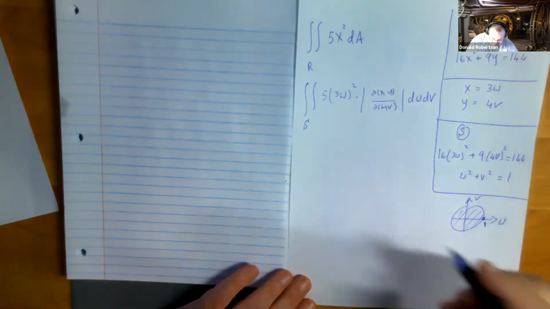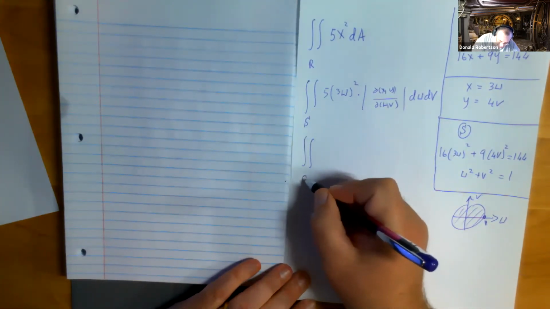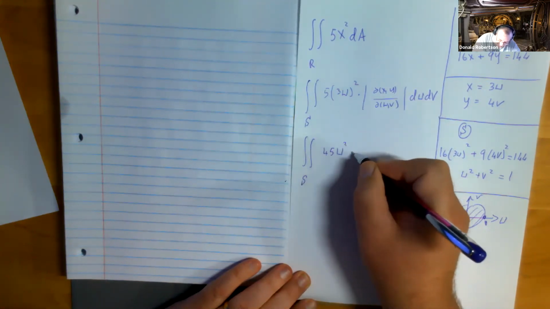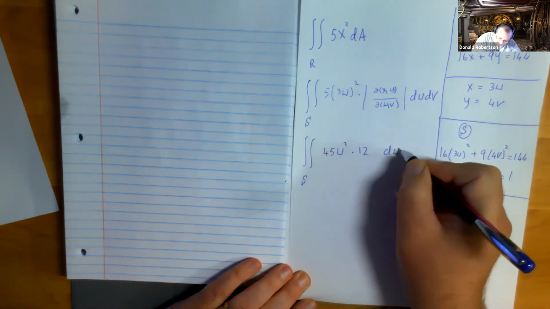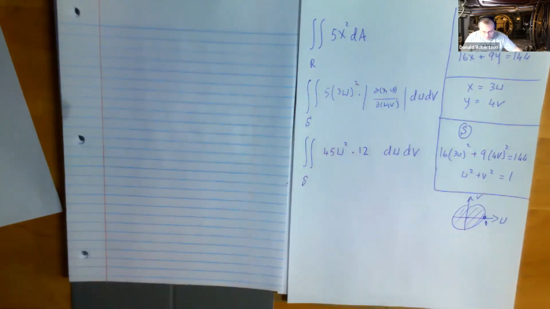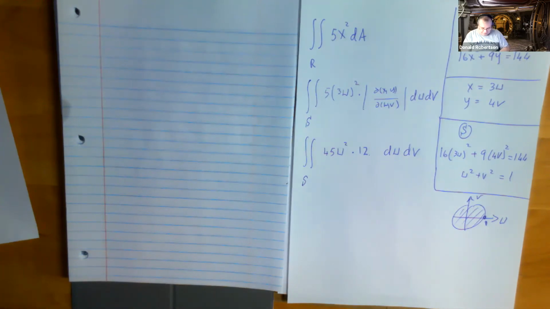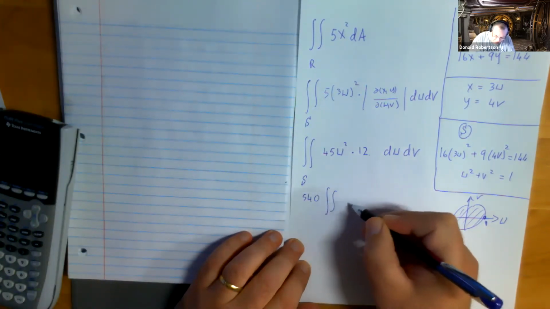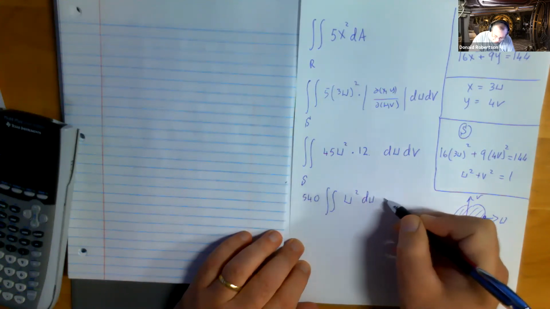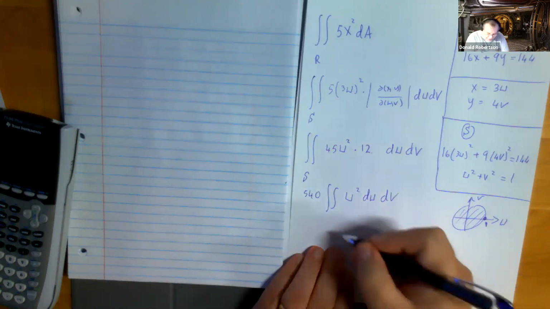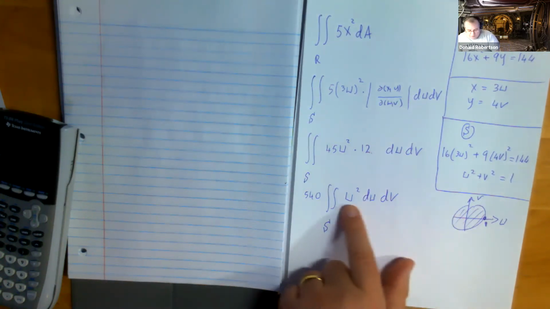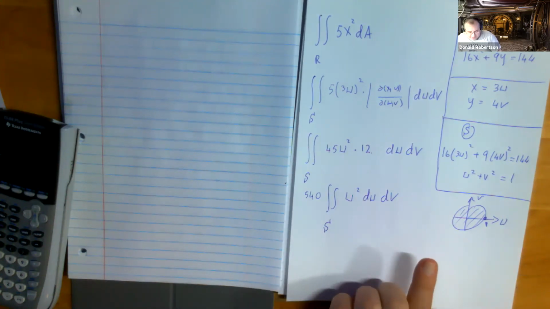So back to here, we have the region S. That's 9, so I guess that's 45u squared. That guy's 12. That guy's du dv. I'm not going to risk 12 times 45 in my head today, and that's 540, which I'm going to pull out. So I'm trying to find a double integral over this circle, the region inside this circle, of this formula.